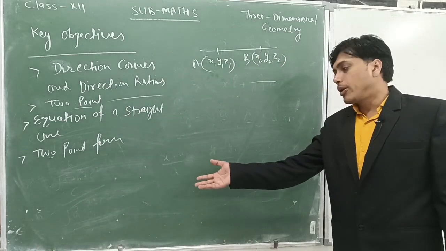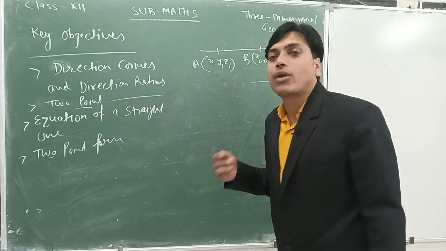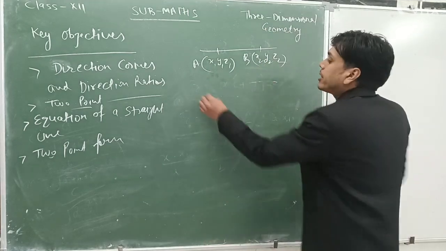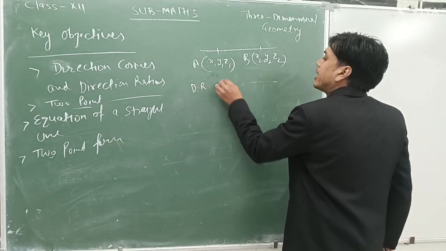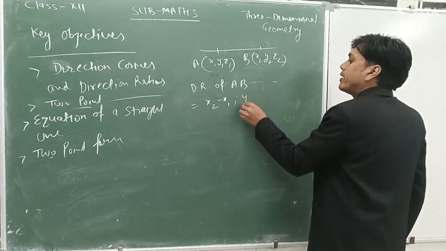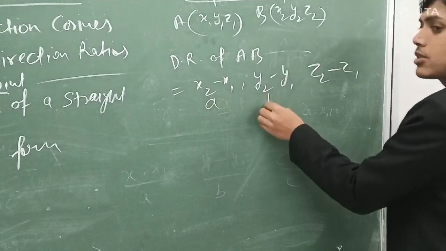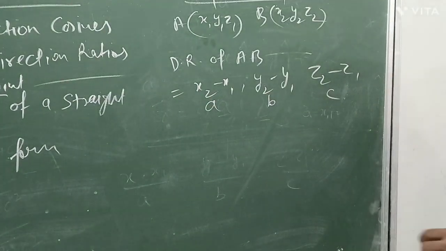In the last point I told you how to find the direction ratios of a line. Whenever 2 points are given, then the direction ratios of line AB will be x2 minus x1, y2 minus y1 and z2 minus z1. This is the value of A, this is the value of B and this is the value of C.